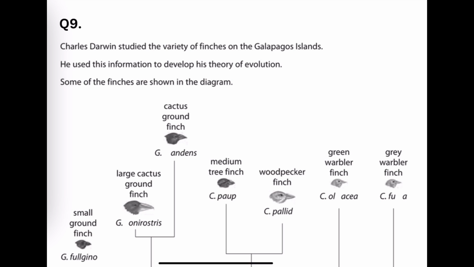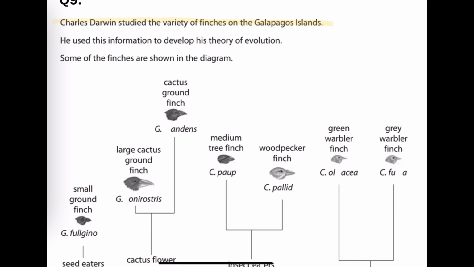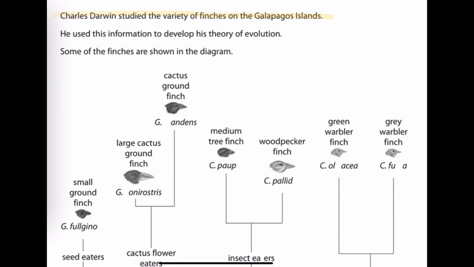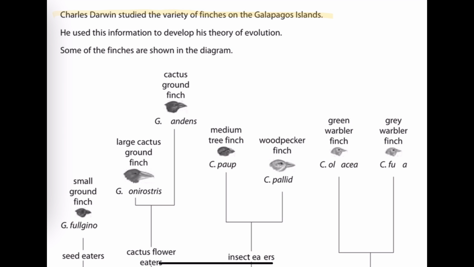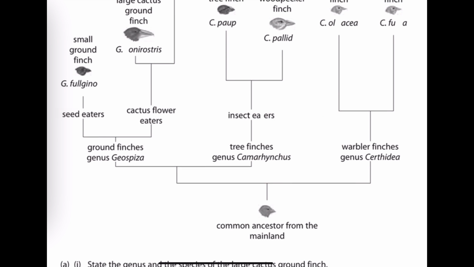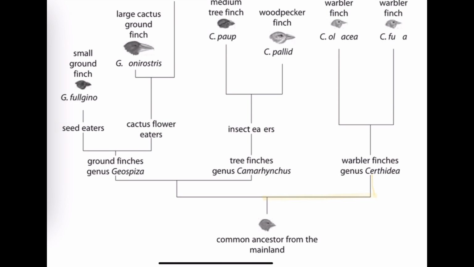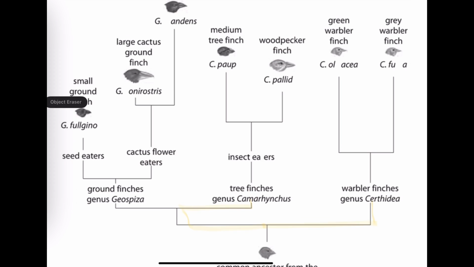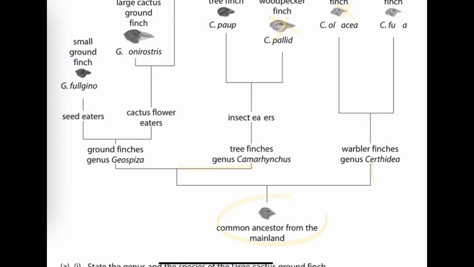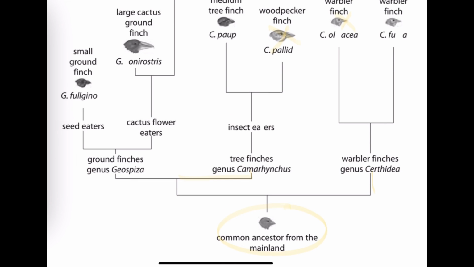So question 9. Charles Darwin studied a variety of finches on the Galapagos Islands. So he used the information to develop his theory of evolution. Some of the finches are shown in the diagram, which is shown over here. This is a diagram which just shows what the ancestors are and how they evolved from one another. So how are they related? So we know these are all related to the same ones. However, this is not related to this one. The only way they're related is through this over here. So the lines connect everyone.